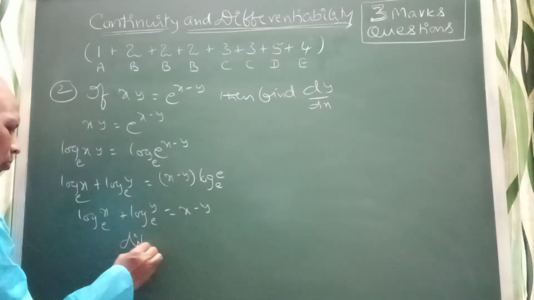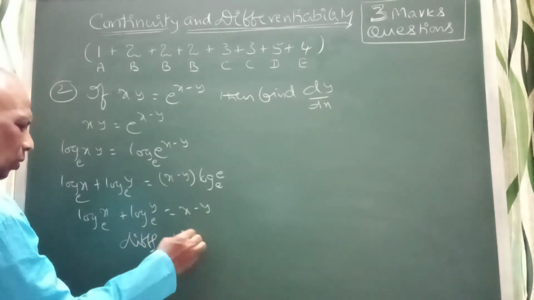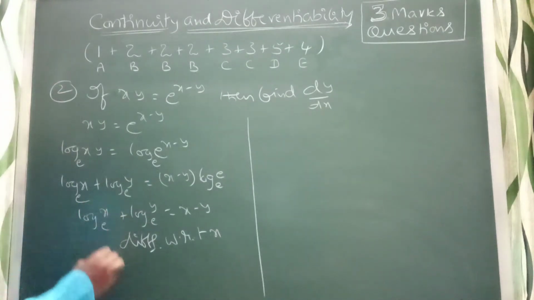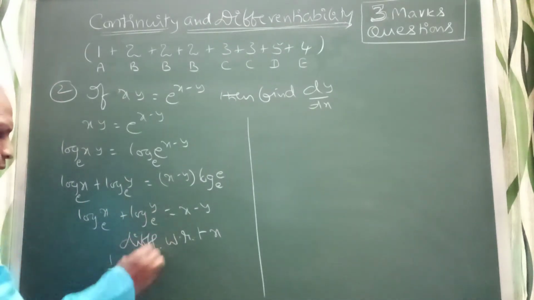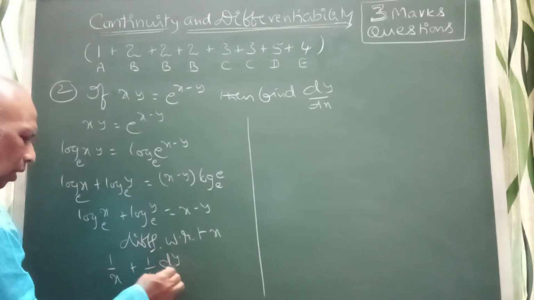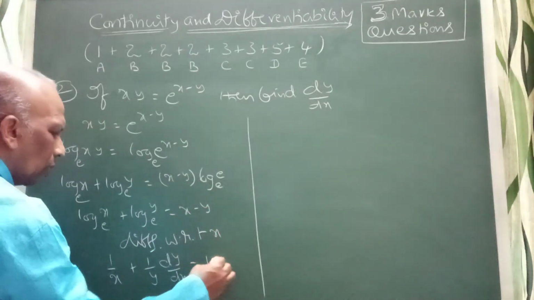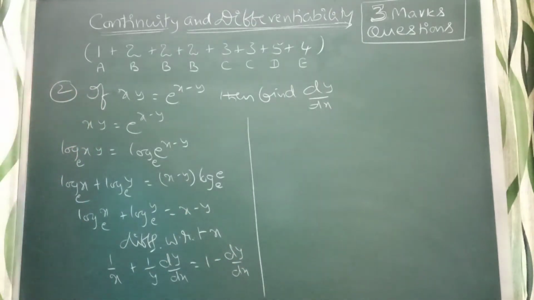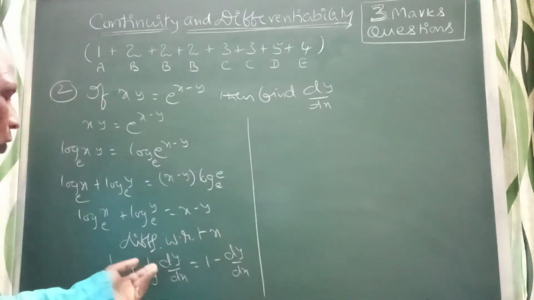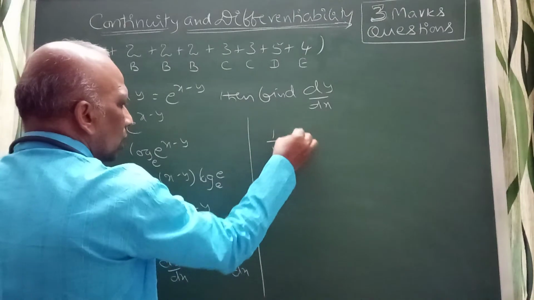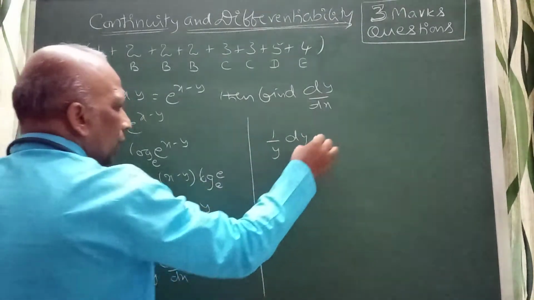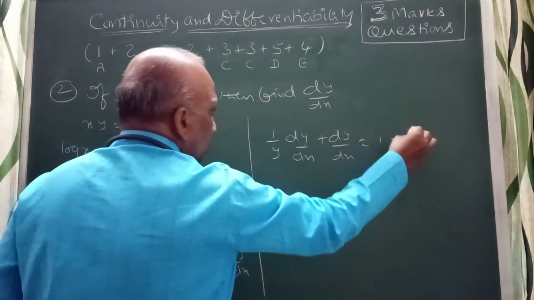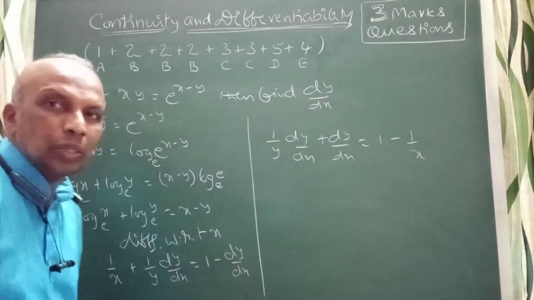Now differentiating with respect to x. We differentiate with respect to x. Derivative of log x base e is 1 by x. Log y means 1 by y dy by dx. Derivative of x is 1. Y means dy by dx, right? Derivative of x is 1. Now you can see here, I can take dy by dx common this side. 1 by y dy by dx, you transfer this side, plus dy by dx equal to 1 minus 1 by x. This 1 by x you transfer that side.